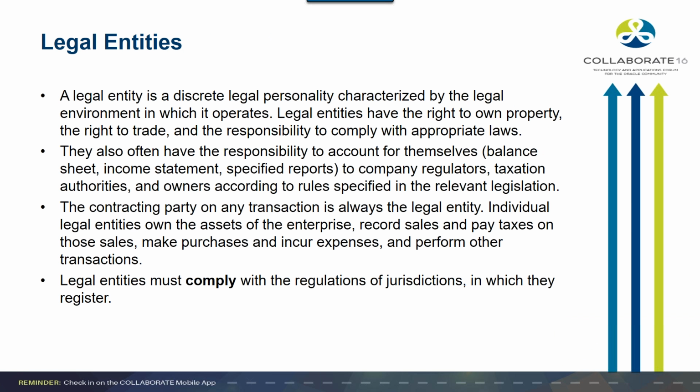So what do legal entities do? Why are they used and why are they important? The definitions we see on the screen here are applicable whether you're using legal entities in 11i, 10.7, all the way up through cloud. A legal entity must comply. You have to have a tax identification number, they have to be registered someplace, and they are the entities which ultimately are responsible for the running of the company.